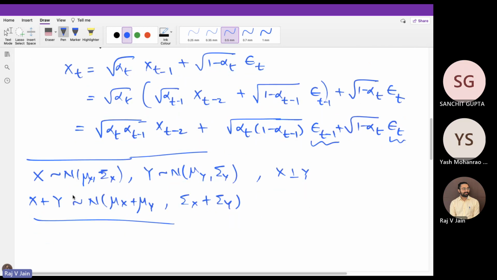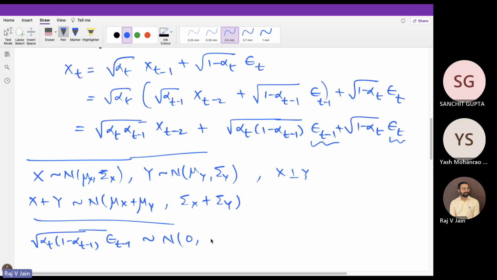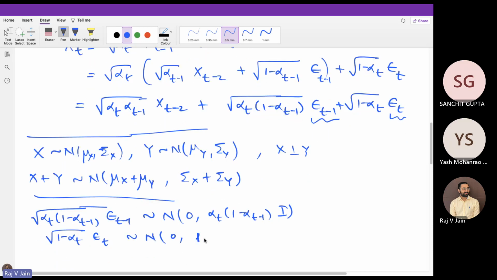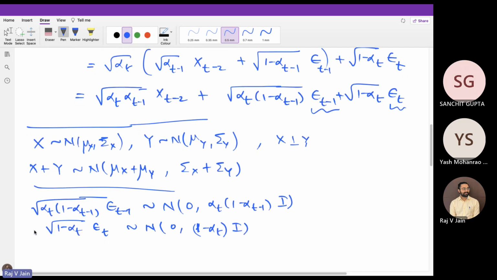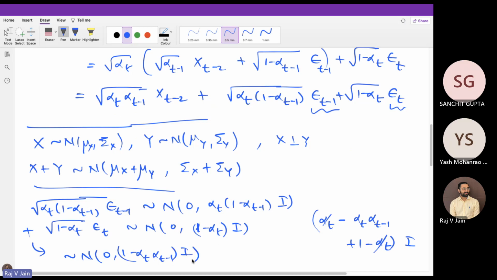Now, if you think about it, root of alpha t into 1 minus alpha t minus 1 epsilon t minus 1 is a Gaussian distribution with mean 0 and variance alpha t into 1 minus alpha t minus 1 I. And root 1 minus alpha t epsilon t is again a Gaussian distribution with mean 0 but variance 1 minus alpha t I. So their sum is going to have mean 0, and the variance will be the addition of these two: alpha t minus alpha t into alpha t minus 1 plus 1 minus alpha t, whole into I. You can cancel out these two, and I get 1 minus alpha t minus 1 I.